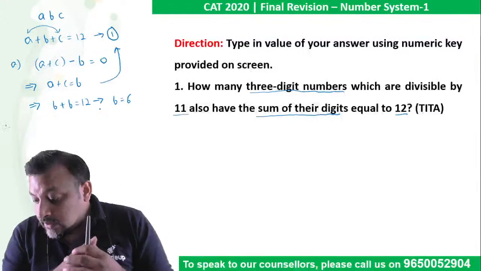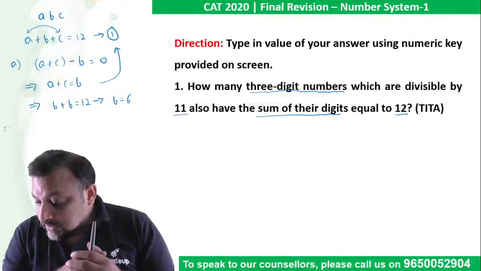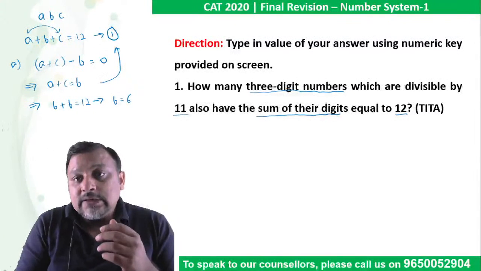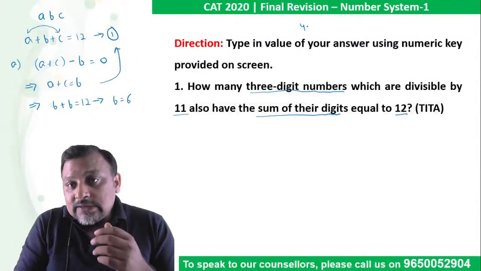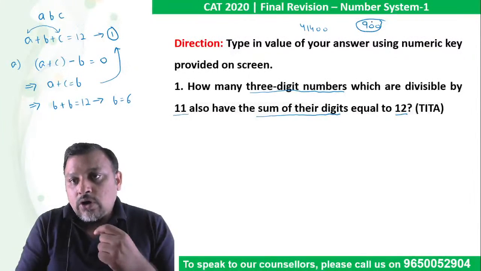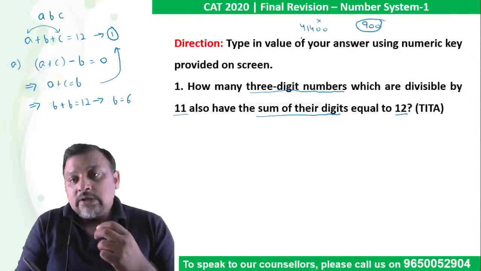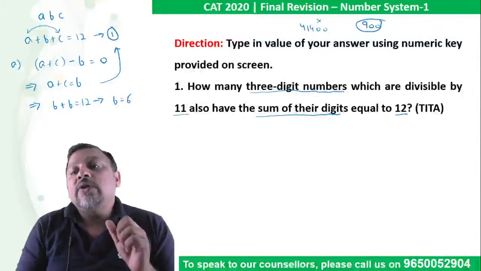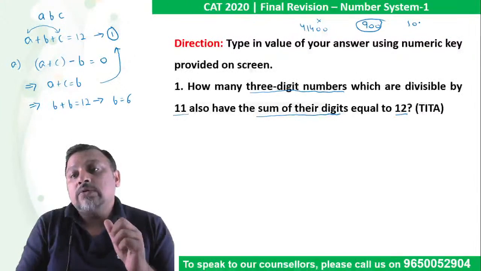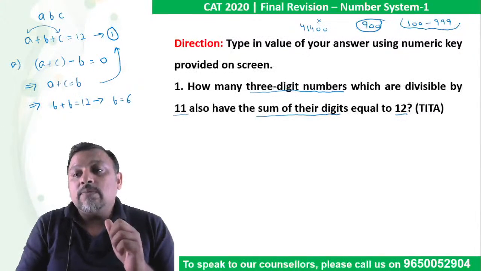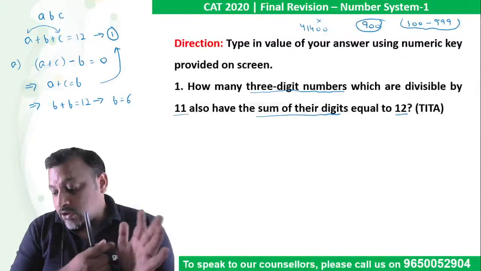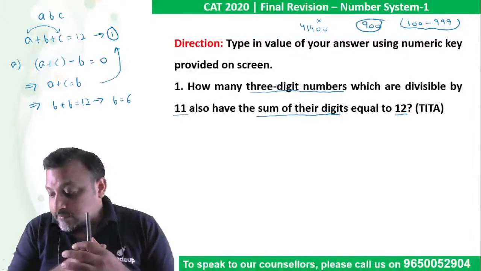Okay, Muskan, we are discussing this. Priya is saying 41,400. Priya, you are giving this as the answer, and in all we have only 900 three-digit numbers. So how can the answer be this? There are only 900 three-digit numbers, from 100 to 999. So the answer cannot be more than 900.